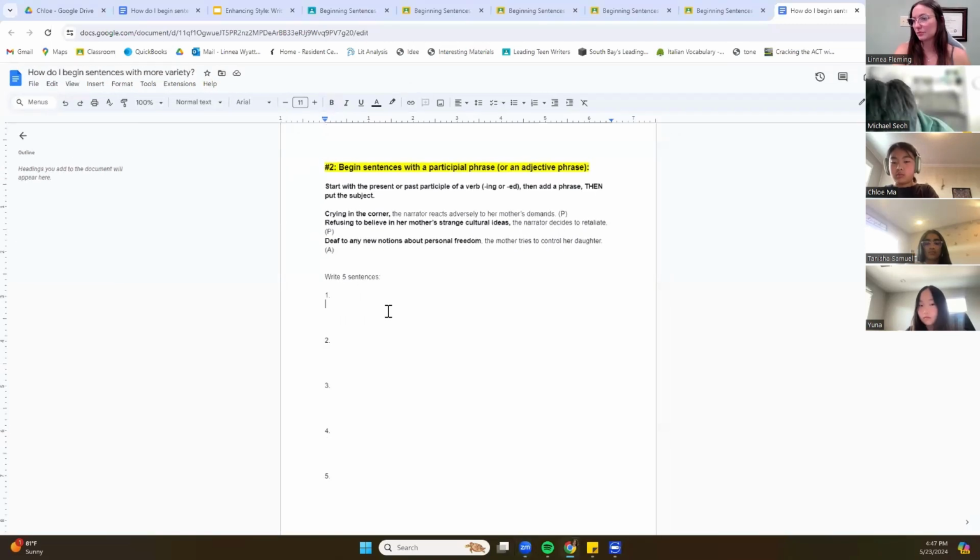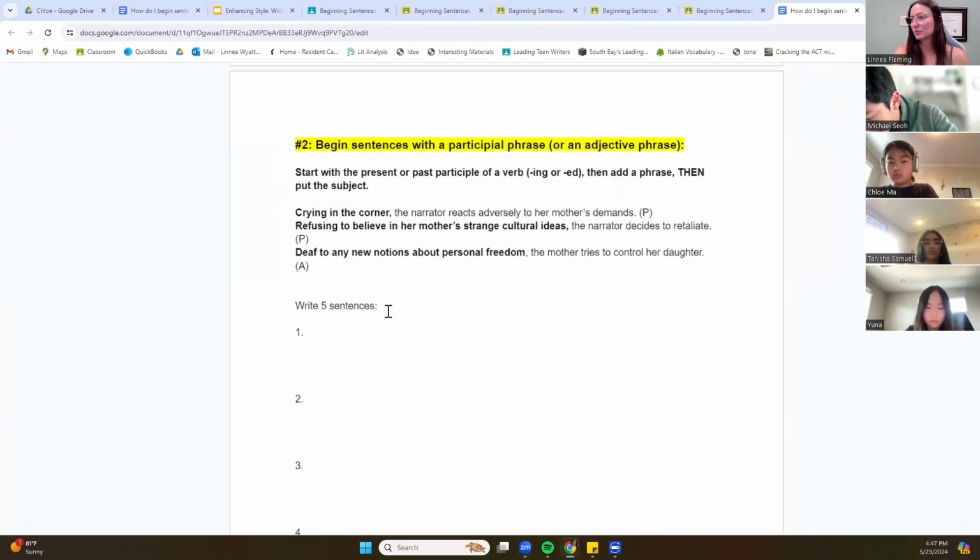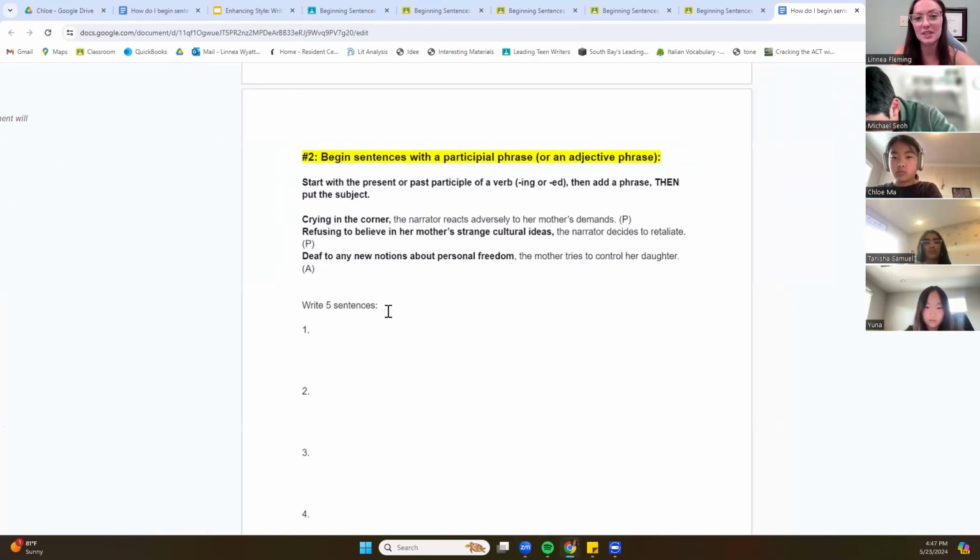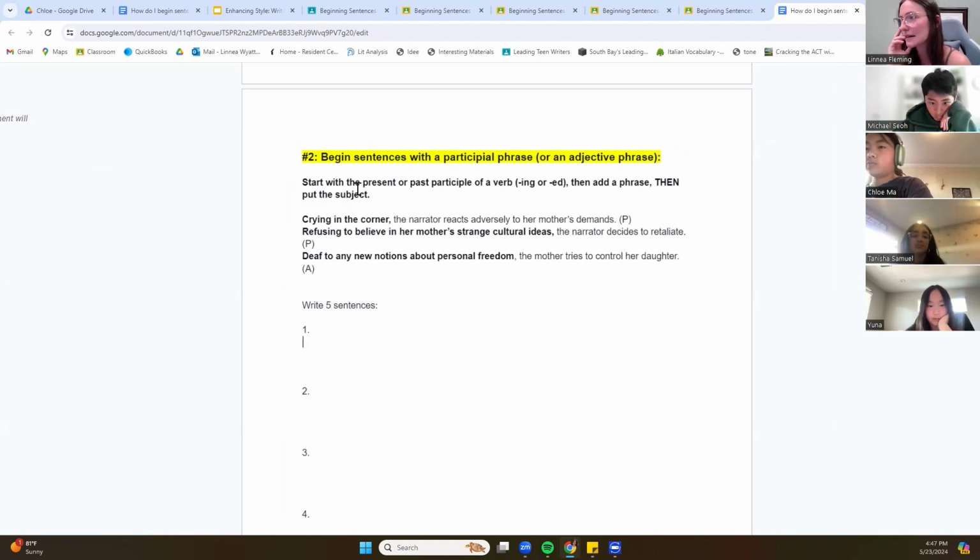So, this one's a little bit harder if you aren't sure what a participle is. But it'll be easy once I explain it. Okay, so instead of beginning with a subordinating conjunction, we're going to begin with something called a participial phrase or an adjective phrase. I'll tell you the difference between the two. Well, actually, a participial phrase is a type of adjective phrase, but there's 2 kinds you can do.